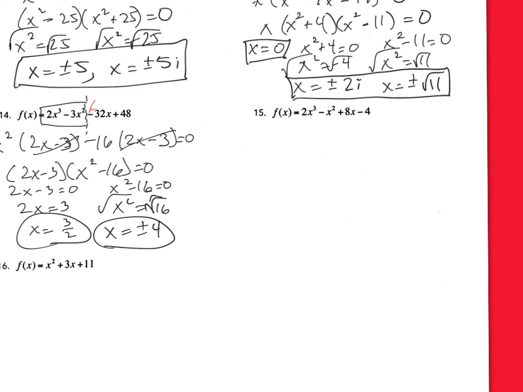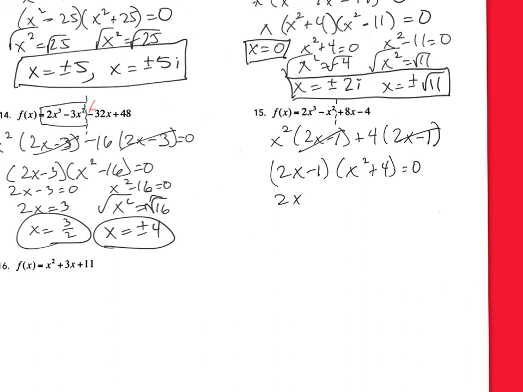For number 15, 4 terms again. Again, we split it up right down the middle. First 2 have an x squared in common, leaves you with 2x minus 1. The second 2 have a positive 4 in common, also leaving you with 2x minus 1. Now don't forget about the minus 1, because when you divide and they match, it is an answer. So we have 2x minus 1 that comes out, x squared plus 4.